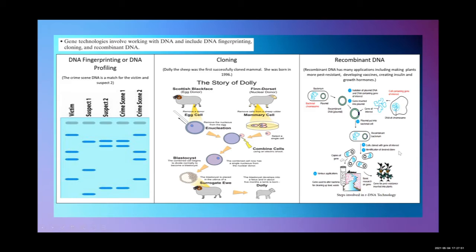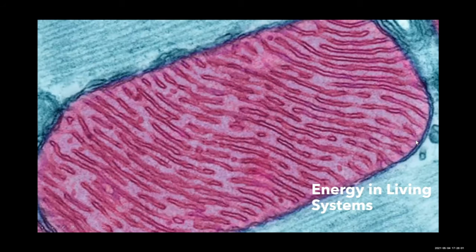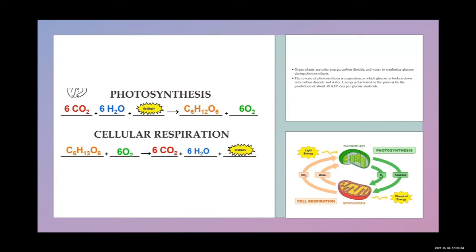So this is a graphic that shows you a process where you might use recombinant DNA. So this right here is a mitochondria, and mitochondria are the powerhouse of the cell. We have two main types of energy production and storage that are complete opposites of one another: photosynthesis and cellular respiration. And we've talked about this before. In green plants, they use solar energy, carbon dioxide, and water to synthesize glucose in photosynthesis. That's what happens in photosynthesis in your green plants.